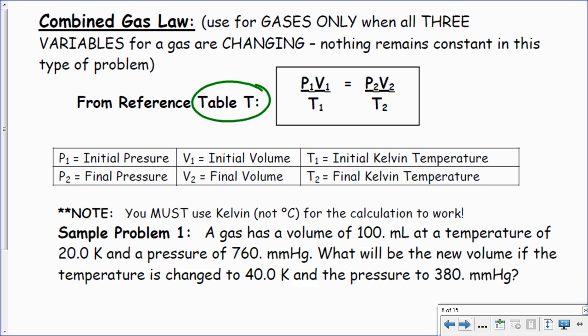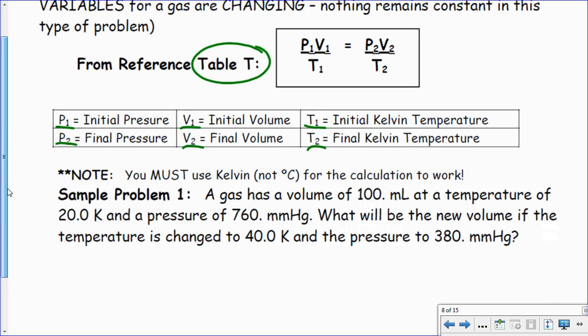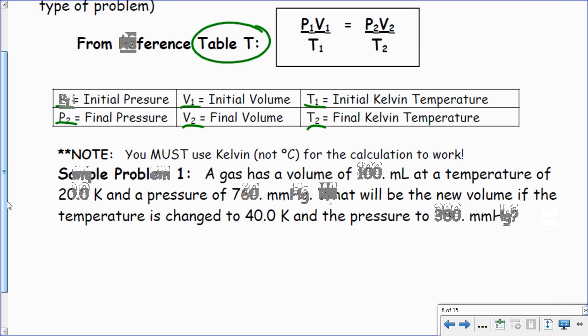Here's your definitions, what the P1s, V1s, T1s are. So pressure, volume, and temperature. So we're relating pressure to volume to temperature for a gas before and after something has changed. So that's why we use the 1 versus the 2. So you must use Kelvin degrees for this calculation in order to work. If you try and use the Celsius degrees that are given to you in some of the problems, your answers will appear to be right, but they will not actually be right.